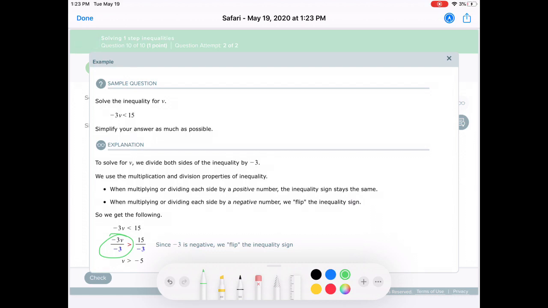To get rid of the times -3, you would divide by -3 on both sides. And because we're dividing by -3, it says right here, flip the inequality sign. And these are always available on Alex to try to help you out with an explanation. So I hope this helps, and good luck.